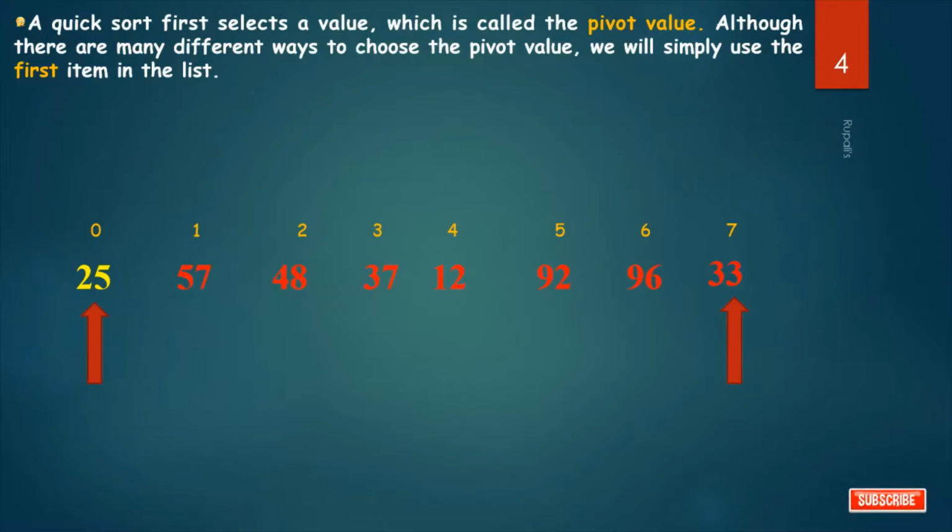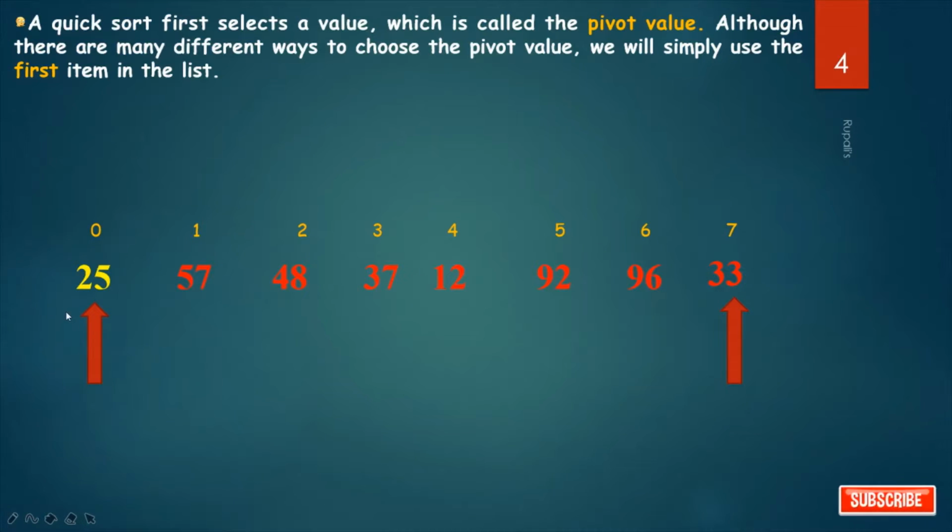Quicksort first selects a value which is called the pivot value. Although there are many different ways to choose the pivot value, we will simply use the first item in the list. So, this is our list or array and these are the elements of the array, and the indices from 0 to 7 are the indexes. And I am choosing the first one as the pivot element. So, here 25 is our pivot element.